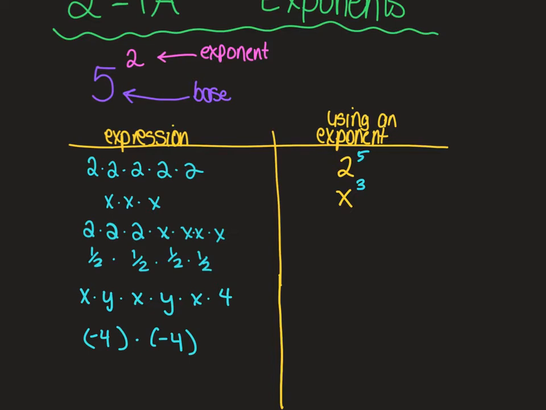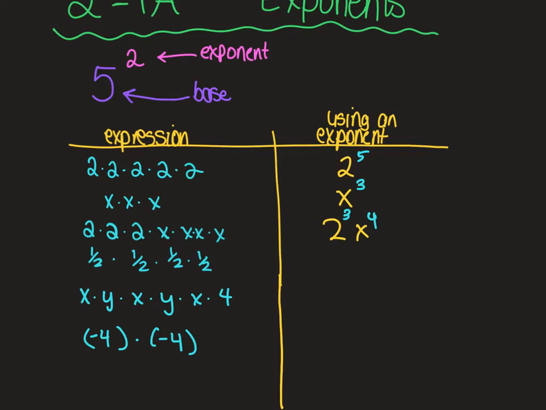2 is the base on this next one, and X. So I have 2 bases, a 2 and an X. How many 2's are there? There's 3 2's. And how many X's are there? There's 4 X's. 2 to the 3rd, X to the 4th. Notice that I smush them together and I don't have a dot any longer.